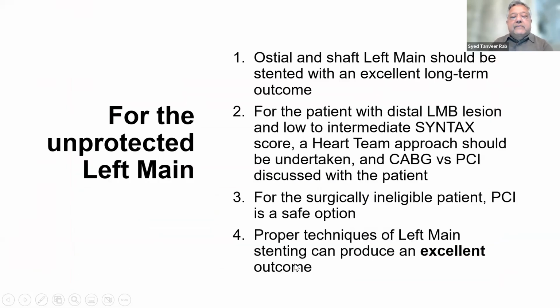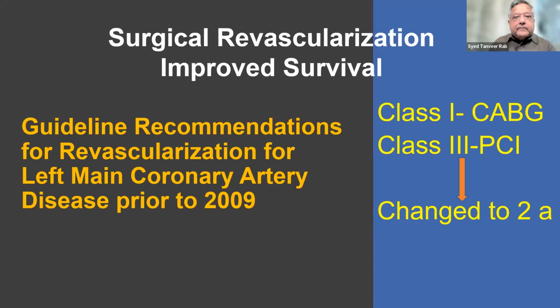So for the unprotected left main, I think the ostial shaft left main should be extended with an excellent long-term outcome. For the patient with distal left main bifurcation lesion, the low to intermediate SYNTAX score, ideally a heart team approach should be undertaken, and CABG versus PCI discussed with the patient. And for the surgically ineligible patient, PCI is a safe option. Proper techniques, and I will emphasize that, proper techniques of left main stenting can produce an excellent outcome.